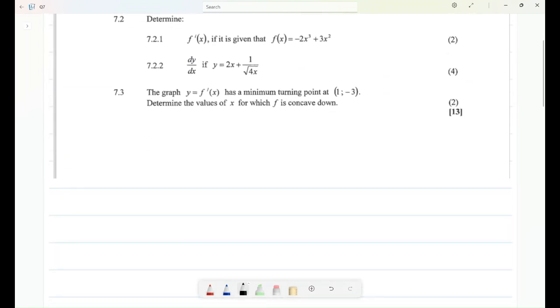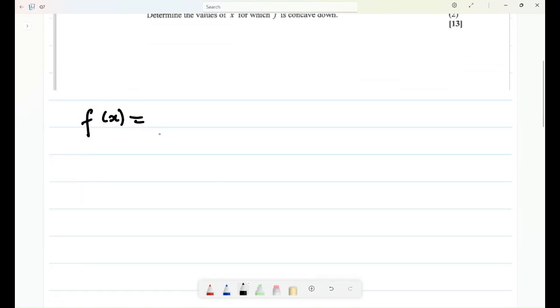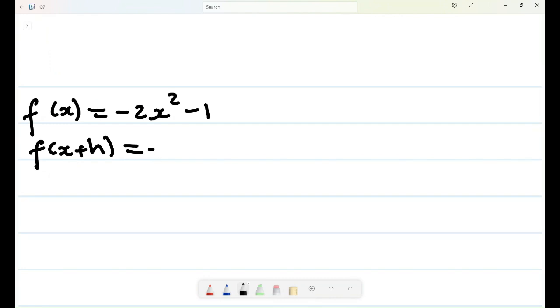Now how do we do this? So we're going to say what is f of x first. f of x is equal to negative 2x squared minus 1. Then what I want to find is f of x plus h, which gives me how much? It is negative 2, when I see x, I substitute x plus h, squared, minus 1.